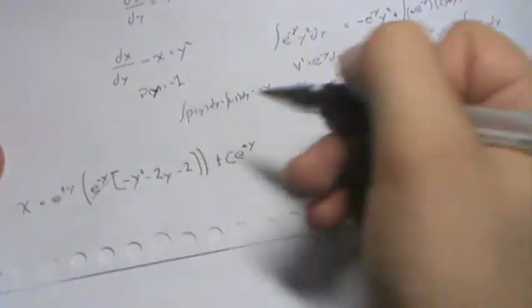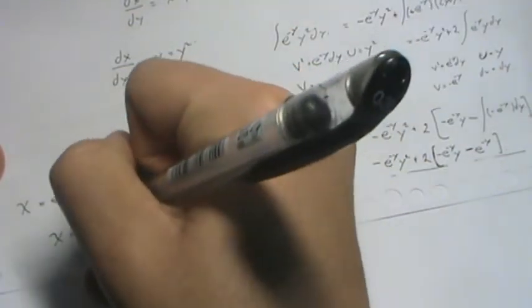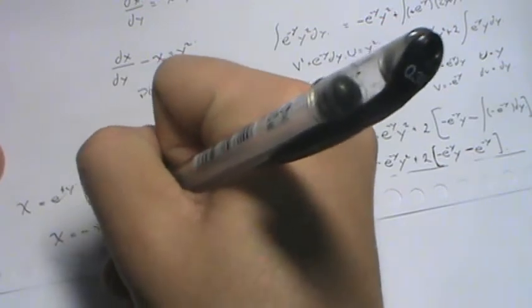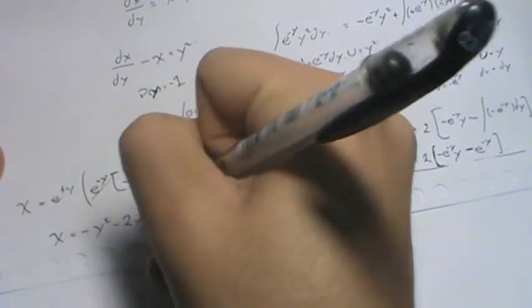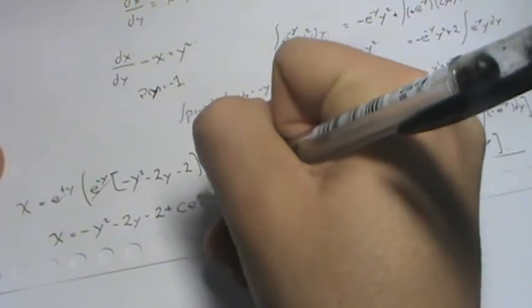Now these two eliminate each other, and so x is equal to minus y squared minus 2y minus 2 plus c e to the y.